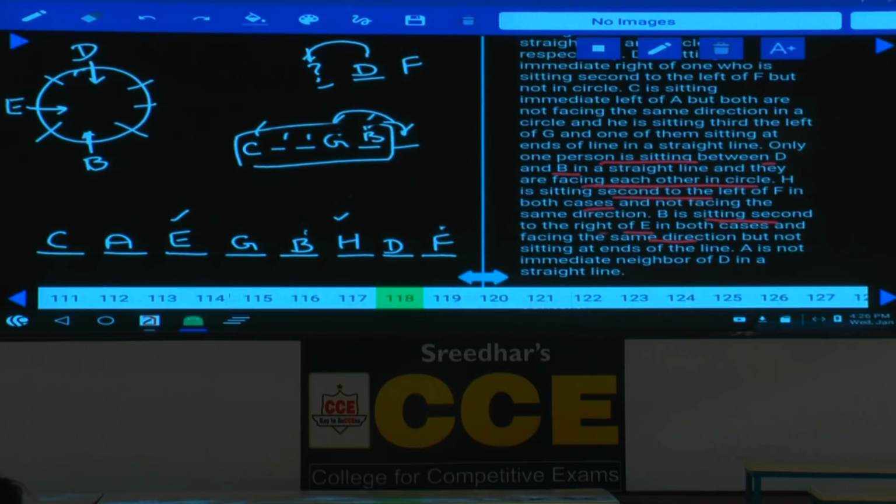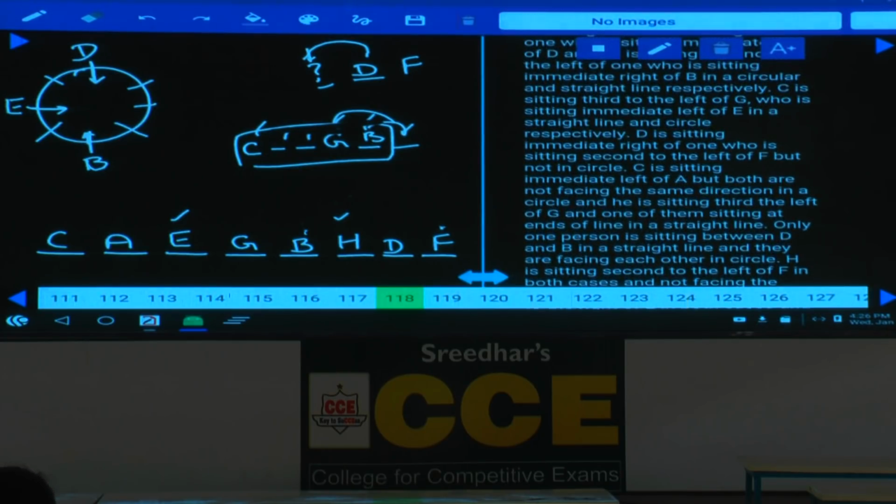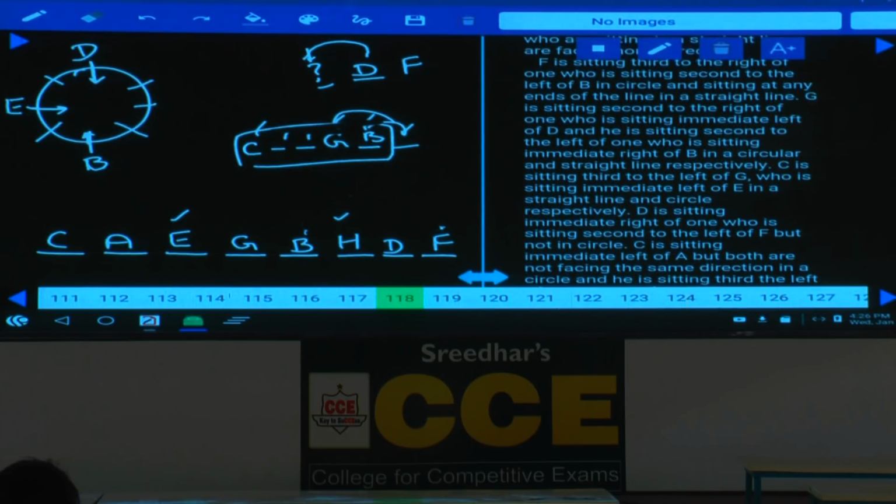B is seated second to the right of E in both the cases and facing the same direction, but not seated at the ends of the line. And A is not an immediate neighbor of D in a straight line. A and D are not adjacent, that information is also not required. Most of the information given related to this row arrangement is not required. Earlier we have finalized that.